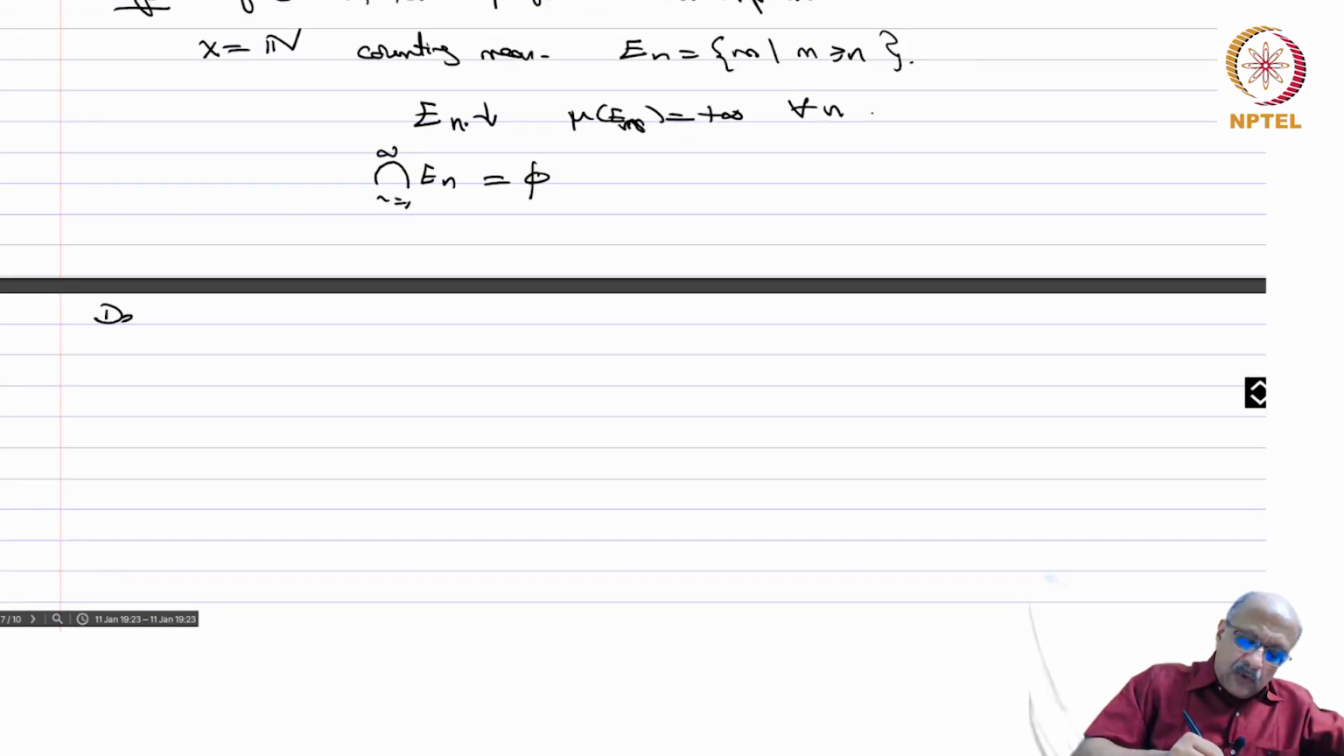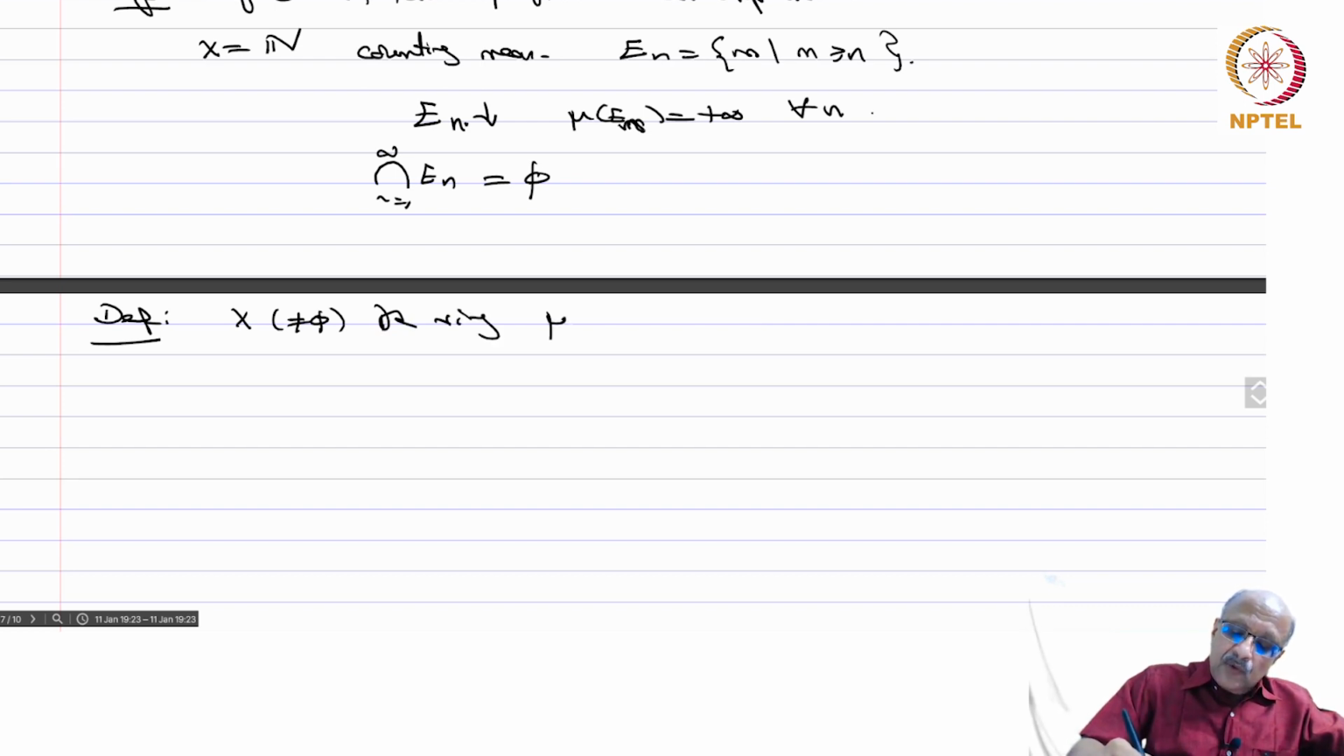Now we have one more definition. Okay. So X non-empty, R a ring, and mu a measure.